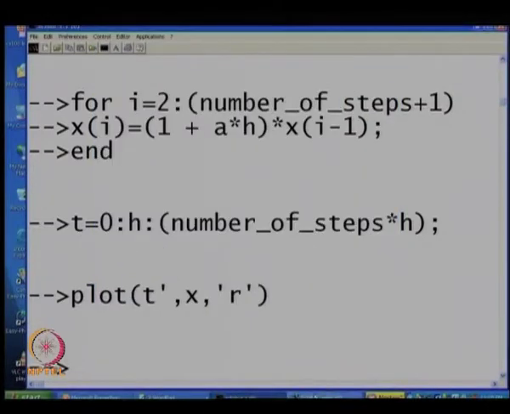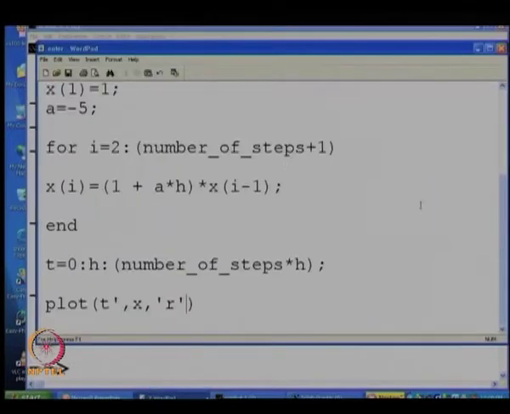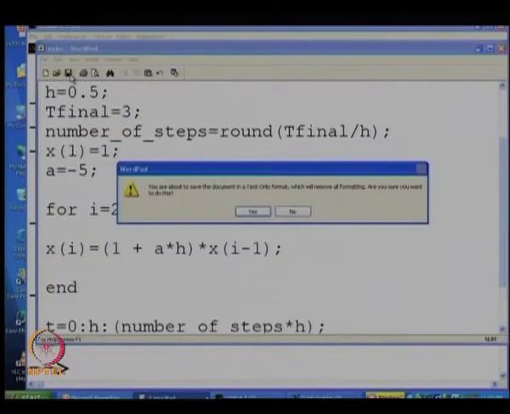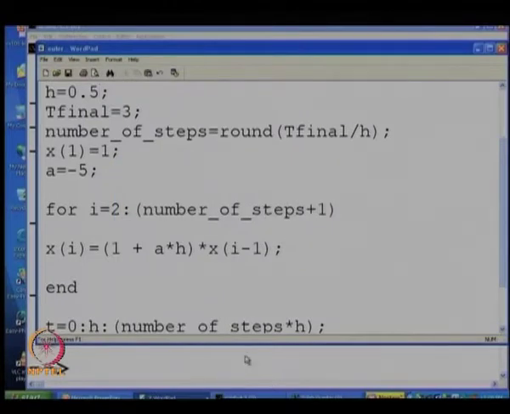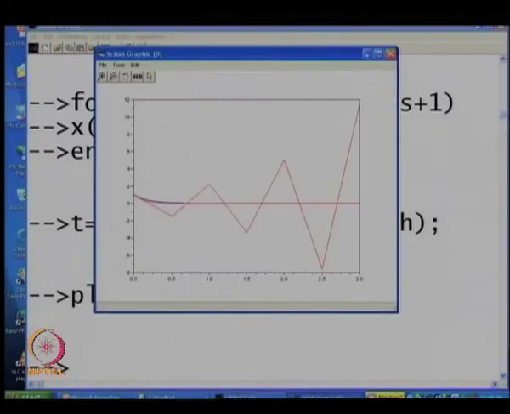So, if I go ahead and make this 0.5, and look at the response. Well, look what has happened. Your response is absolutely different from what is expected.